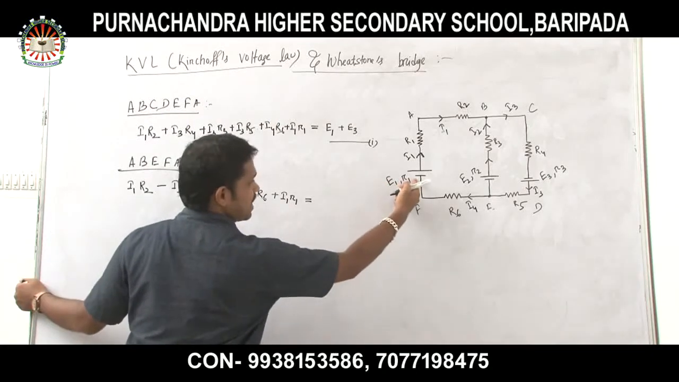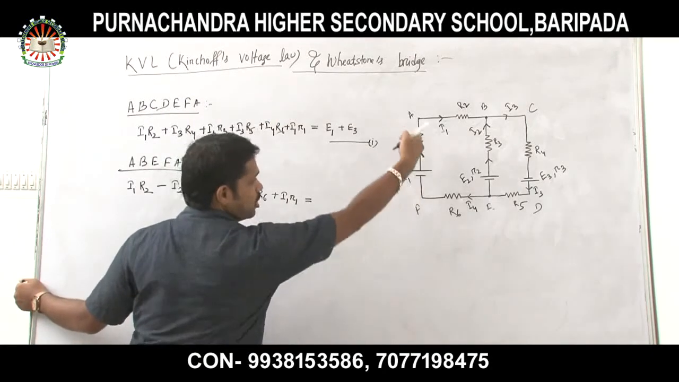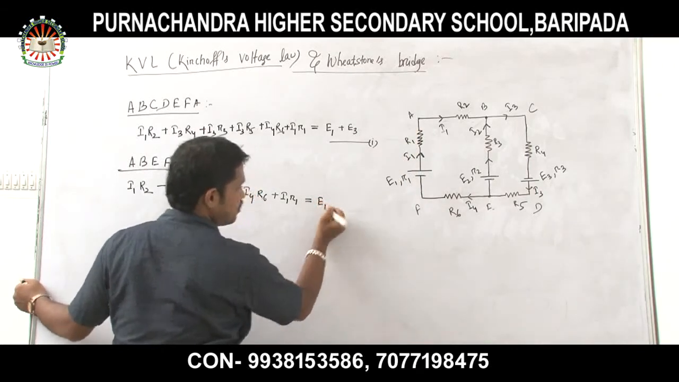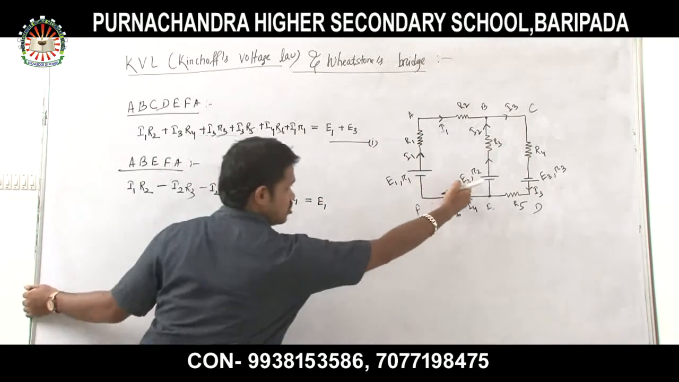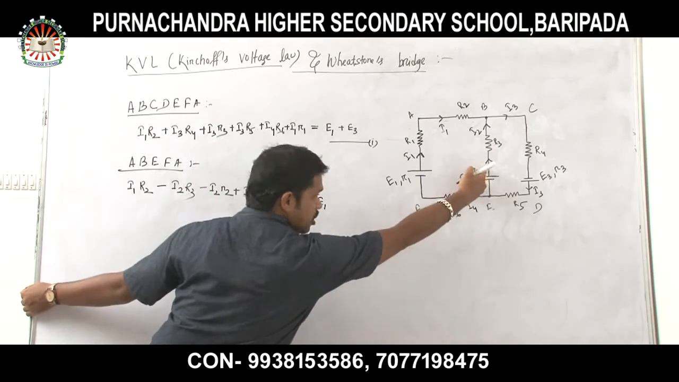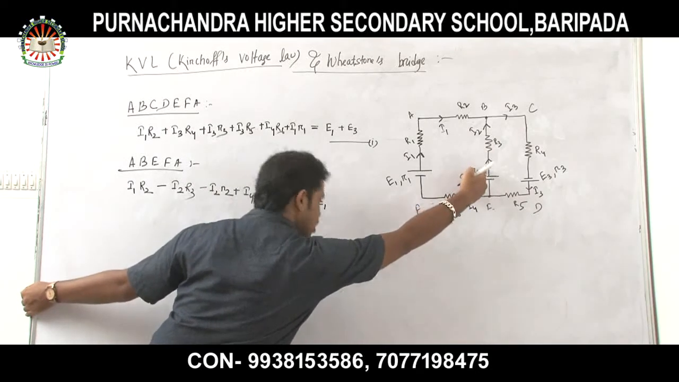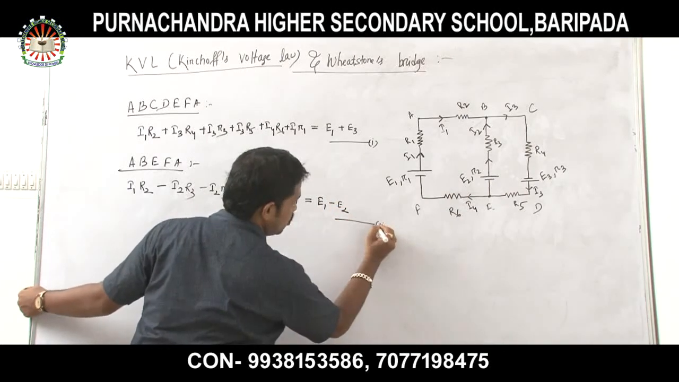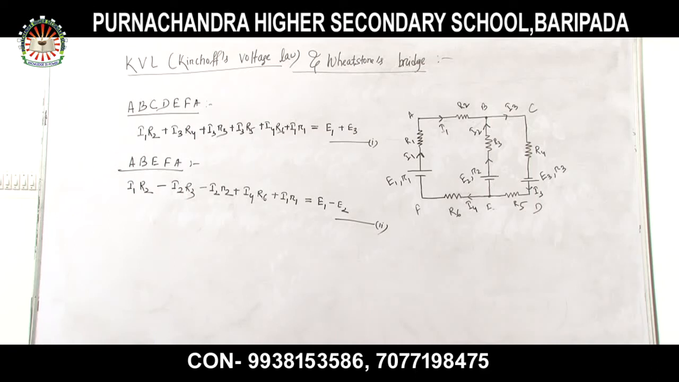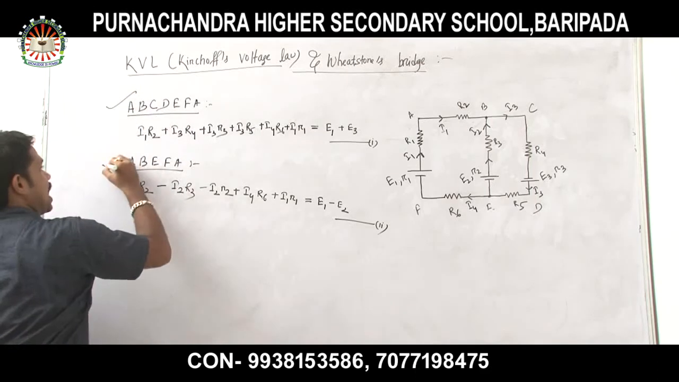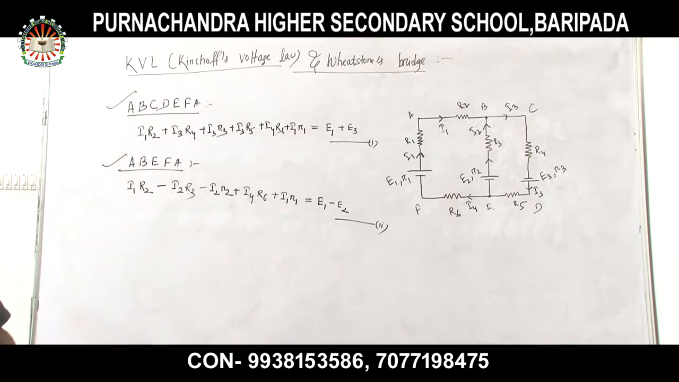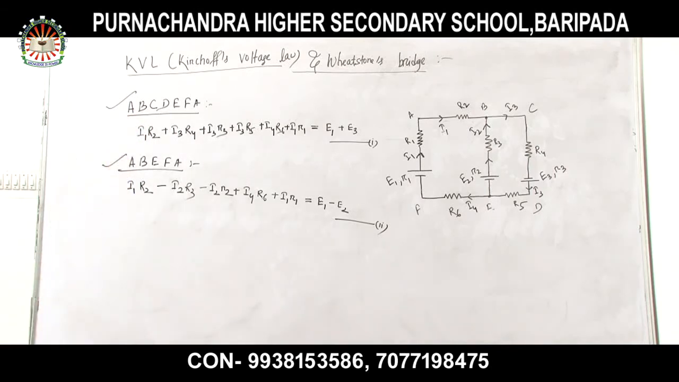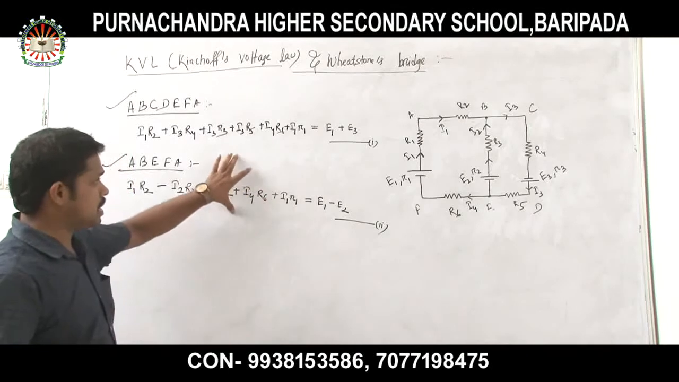So what about this first EMF or first cell? It is producing a clockwise current, so that's why it is positive E1. But look at E2, it will not produce a clockwise current, it will produce an anti-clockwise current. That's why minus E2, equation 2. All of you clear? Okay. So this is how we apply the KVL to these two loops. First loop is this, second loop is this. So these 2 points you must remember.